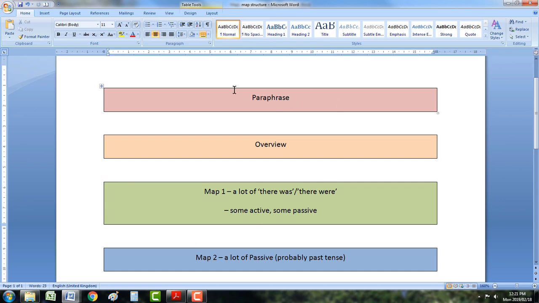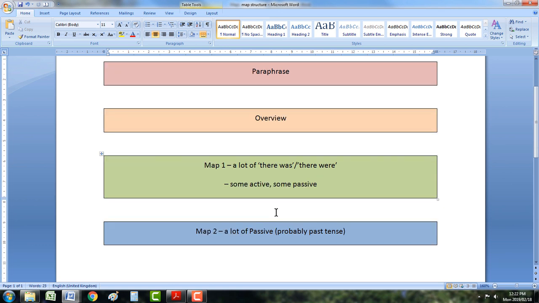Of course, as always, we've got our paraphrase and then we've got our overview. Then some students want to mix the paragraphs and say there was this in 2010 and that changed to this in 2017, then there was this in 2010 and that in 2017. And I don't like doing it that way. I think it's a more complicated way of doing it. Just do it simply, one paragraph for the first map and one paragraph for the second map. Why do it this way? Because it makes it easy for the examiner to follow what you're doing, and that's what you want.